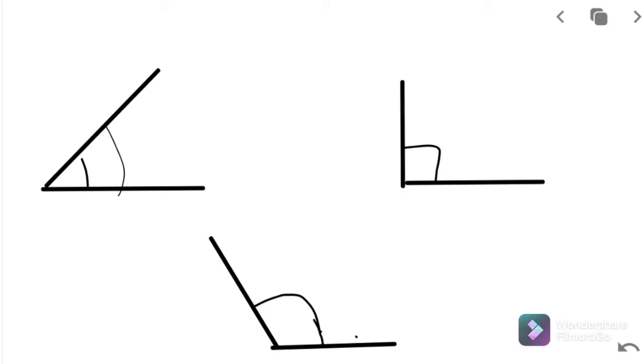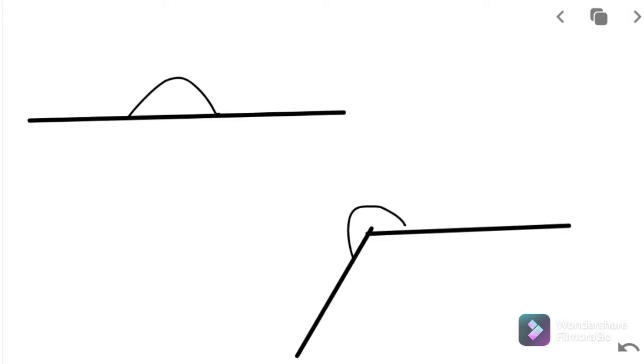That is drawn like this. We have a right angle. The right angle is an angle that is exactly 90 degrees. Next, we have the obtuse angle. An obtuse angle is an angle that is greater than 90 degrees, but less than 180 degrees. So let's say the obtuse angle starts from 90 point something to 179 point something.